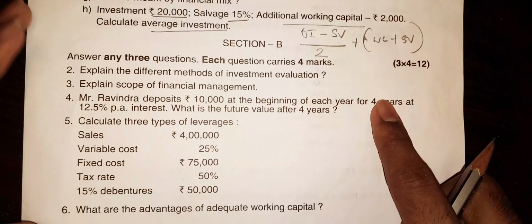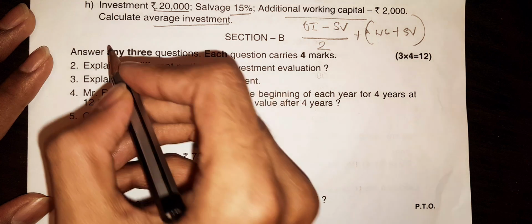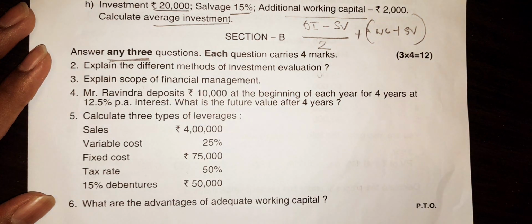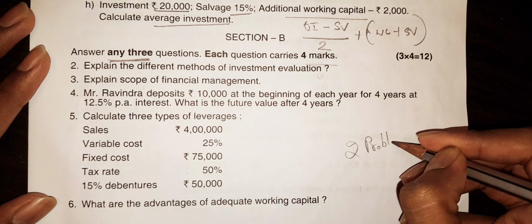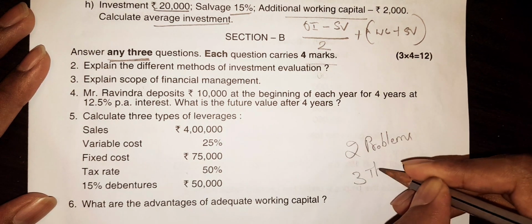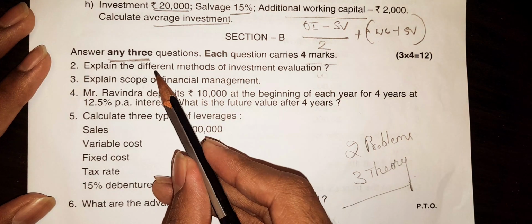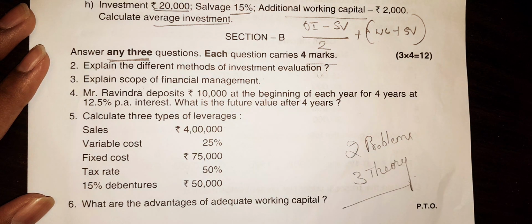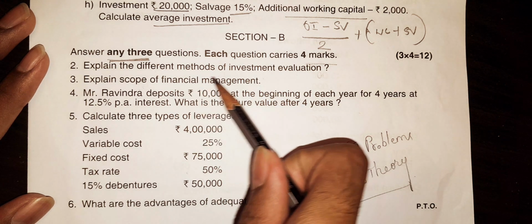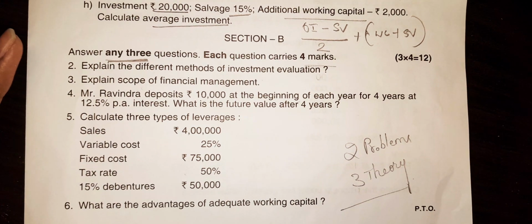Next, section B. Totally they had asked 5 questions. Out of that, 3 questions you were supposed to answer and each question carried 4 marks. In this, 2 problems and 3 theory questions they had asked from section B. They had asked about the different methods of investment evaluation. That is the discounting method and the non-discounting or traditional method.